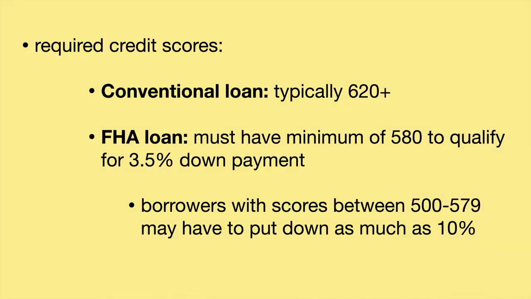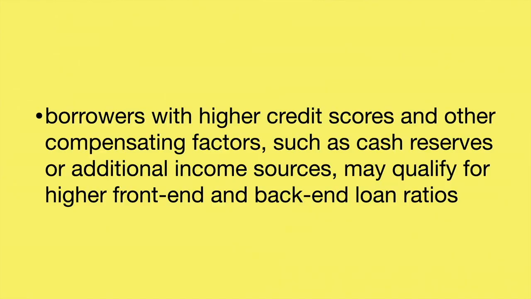Conventional loans typically require scores of 620 and above. FHA borrowers must have a minimum credit score of 580 to qualify for a 3.5% down payment. Borrowers with credit scores between 500 and 579 may have to put down as much as 10%. Borrowers with higher credit scores and other compensating factors, such as cash reserves or additional income sources, may qualify for higher front-end and back-end loan ratios.